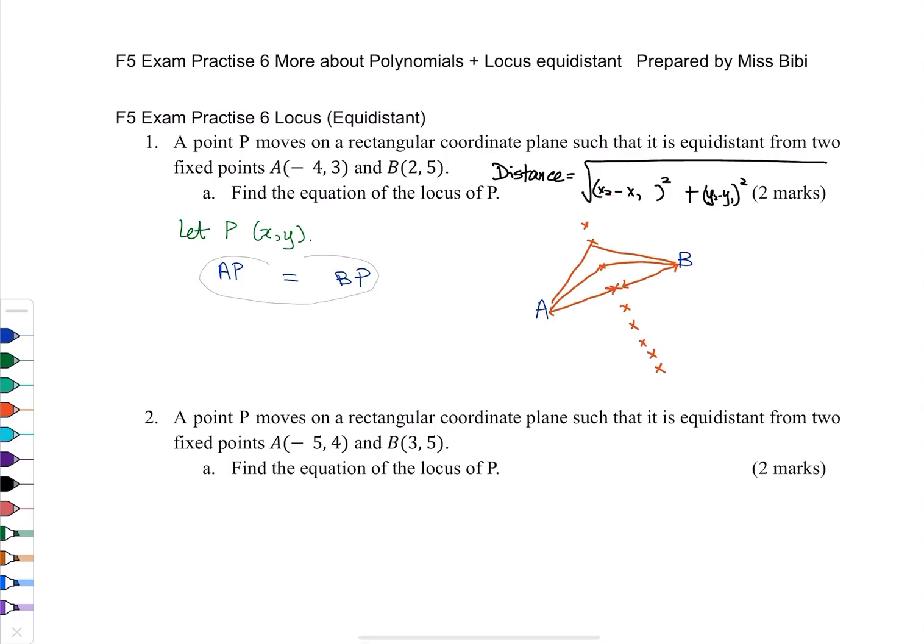Now for my own convenience, what I usually do is before writing this sentence, I will write the coordinates of the points that I need to find. So -4 and 3, and then P is x and y.